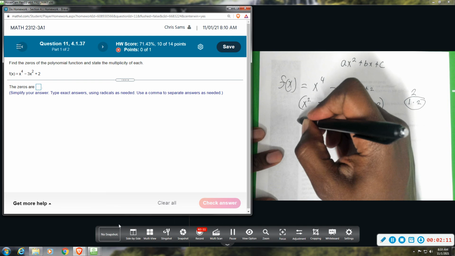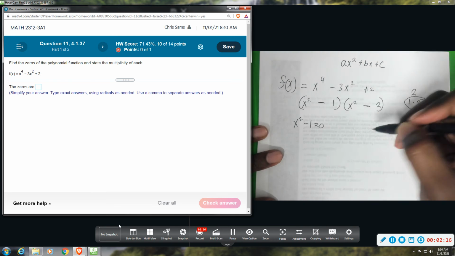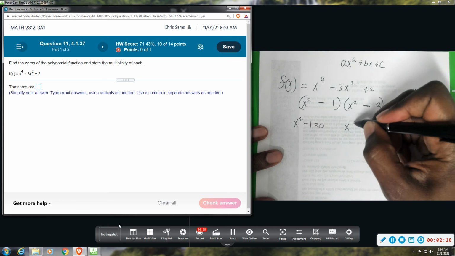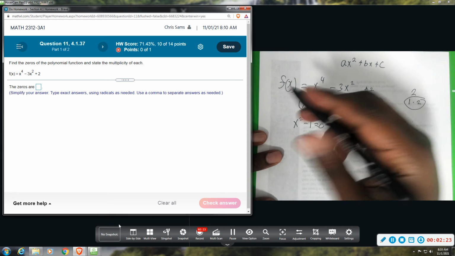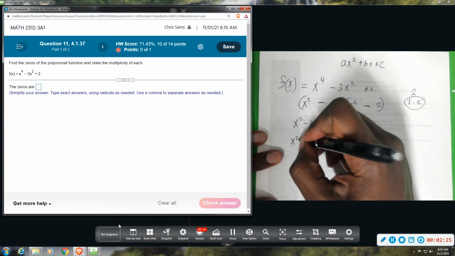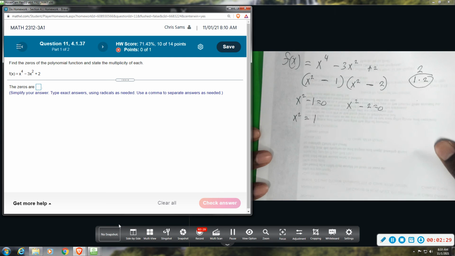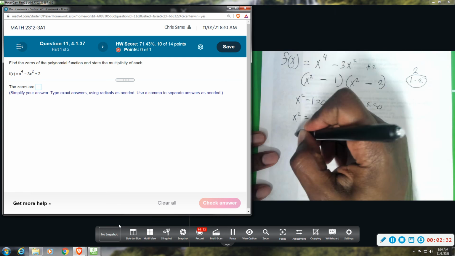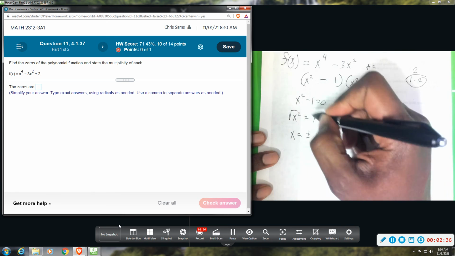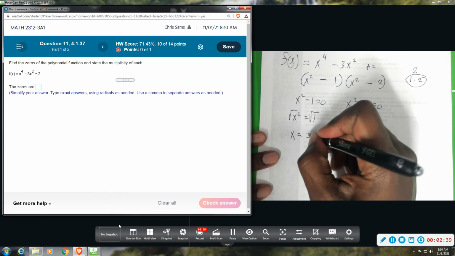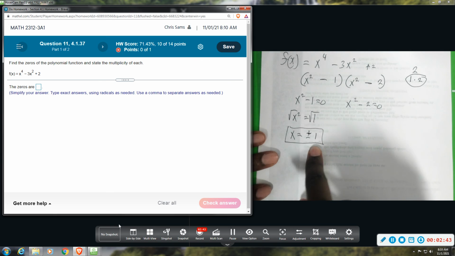And then we're going to set each of these equal to 0. So x squared minus 1 equals 0, and then we get x squared minus 2 equals 0. So if we add 1 to both sides, and then we take the square root. Whenever you take the square root of a number, you got to remember positive or negative. So we get x equals positive or negative 1, because the square root of 1 is 1. So the square root goes away on this side, and we get two solutions, positive 1 and negative 1.